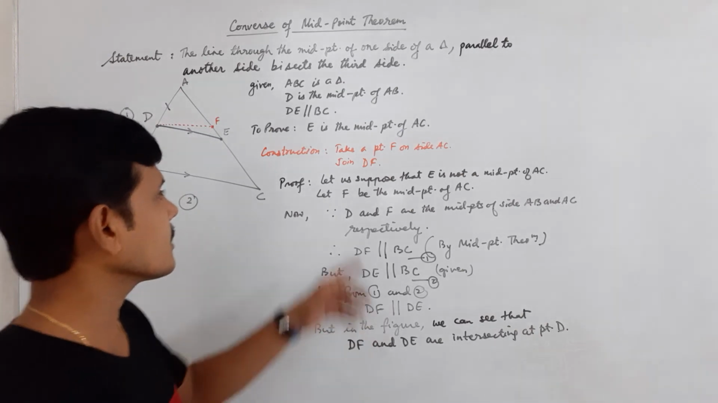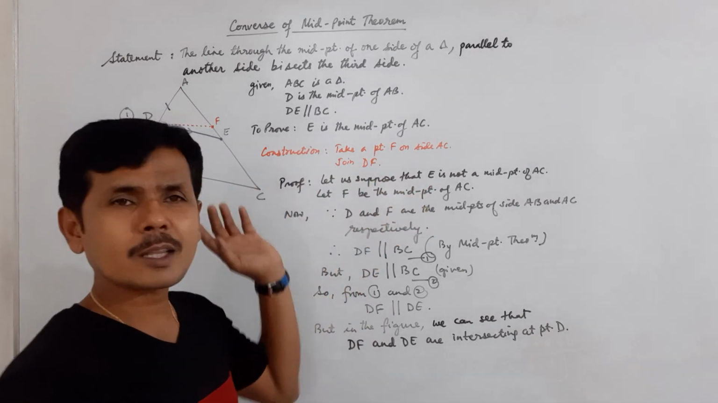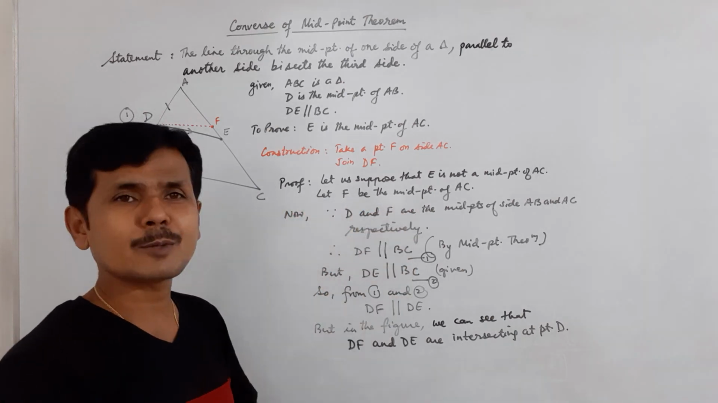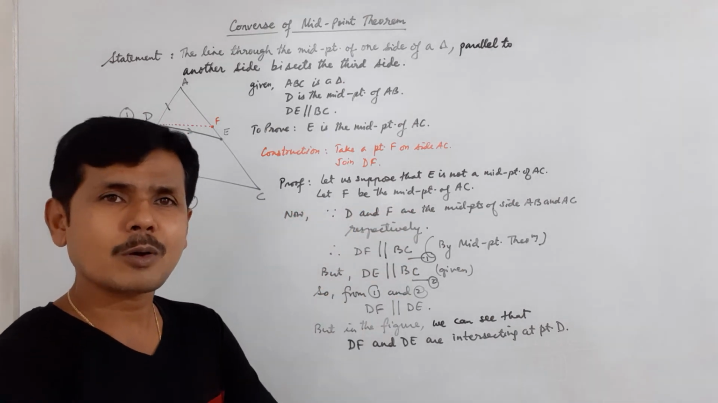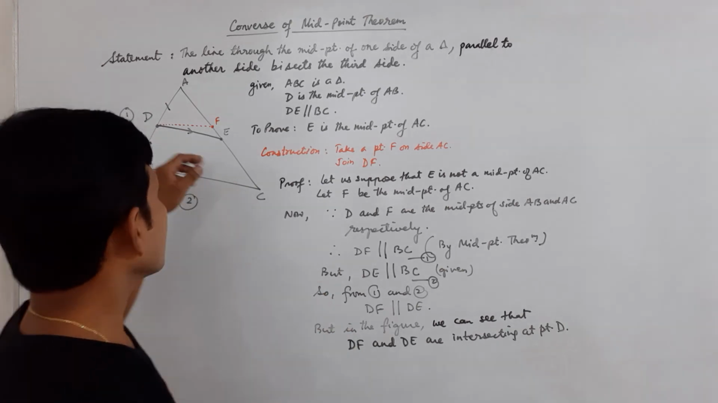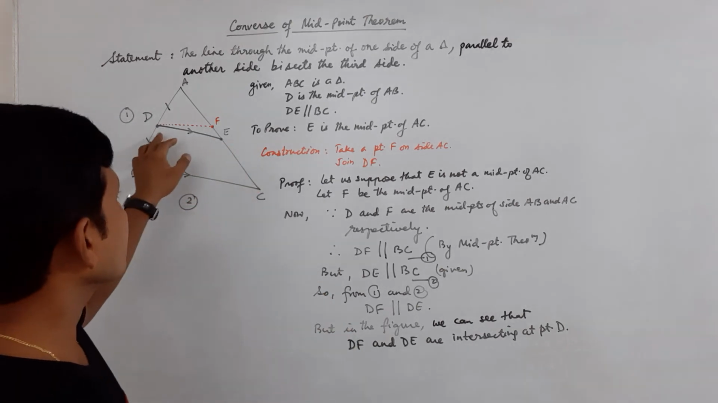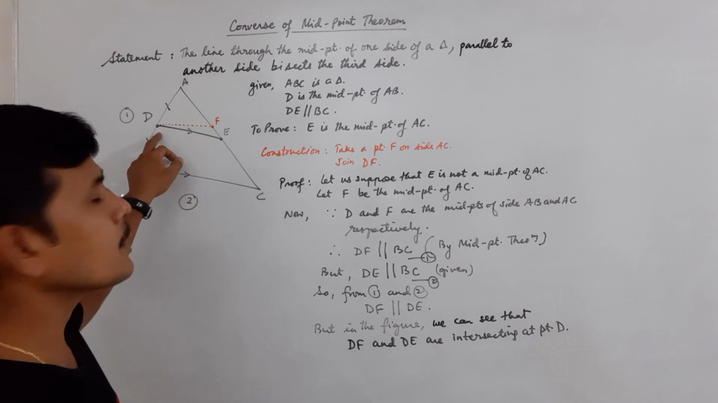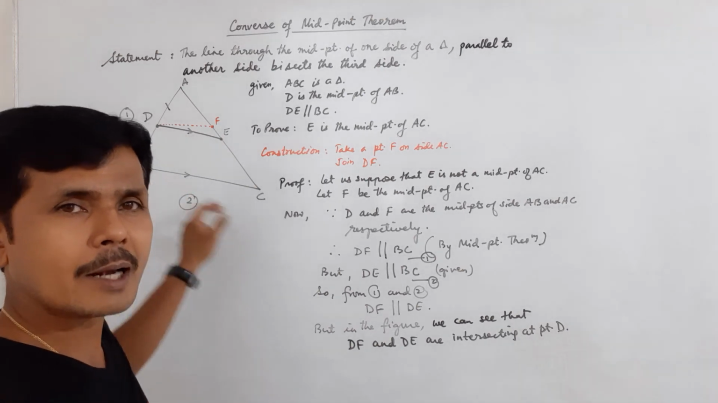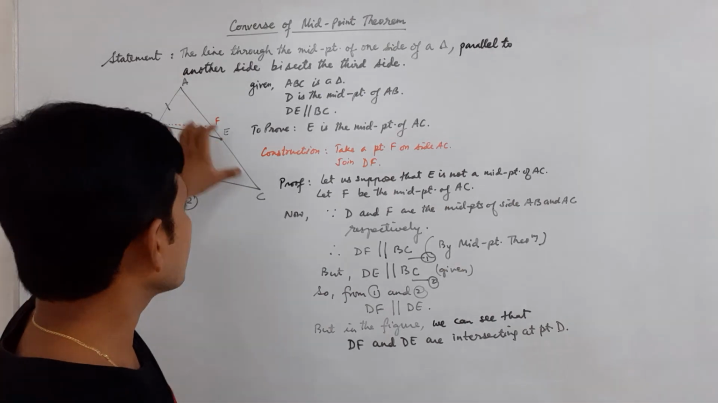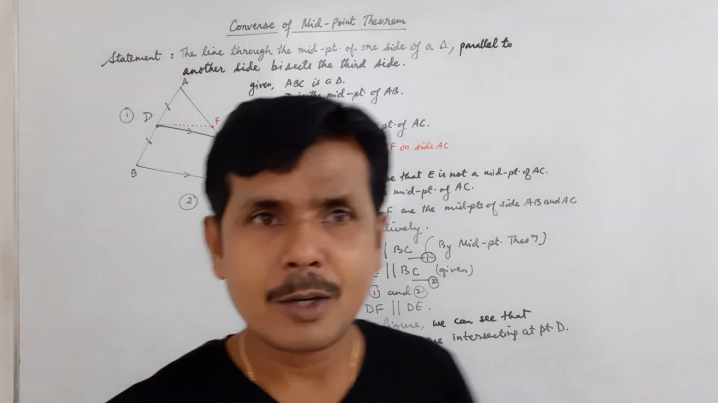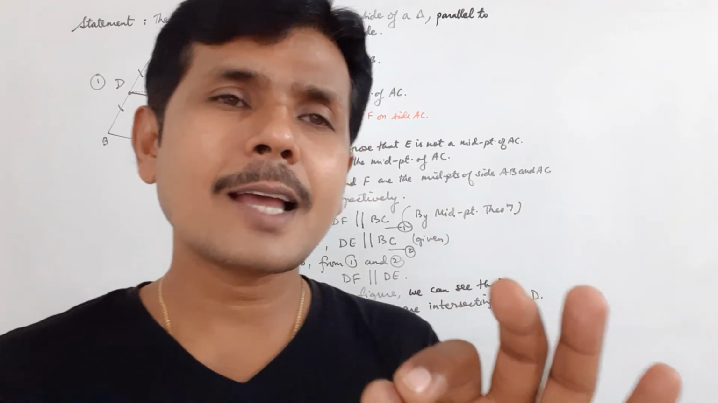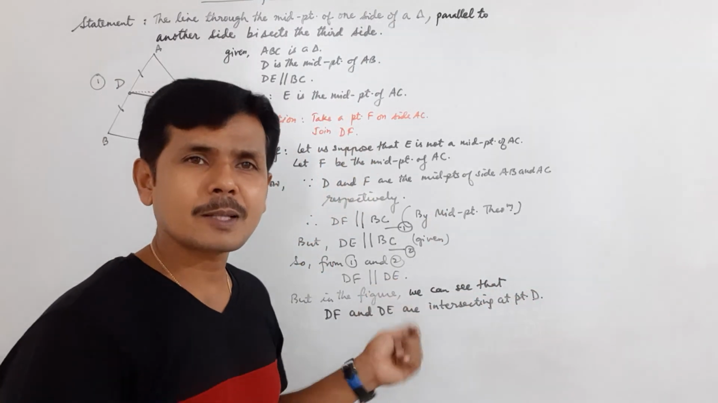Whatever we had considered, that E is not the midpoint of AC, and we had taken F as the midpoint of AC, it was wrong. So the statement that was given, that a line segment drawn through the midpoint of one side of a triangle parallel to the second side will bisect the third side, is true. But we need to write some explanation on it, as I told you all.